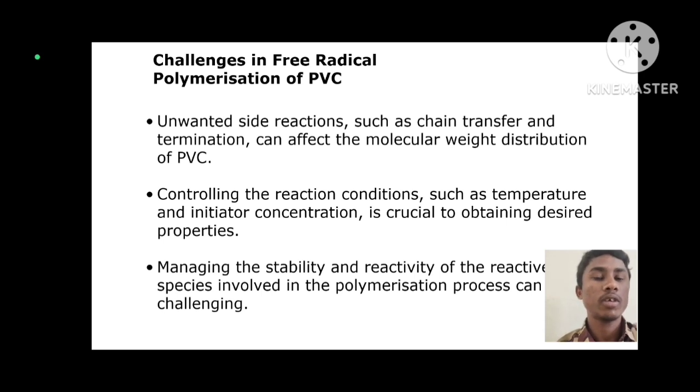Challenges in free radical polymerization of PVC. Unwanted side reactions such as chain transfer and termination can affect the molecular weight distribution of PVC. Controlling the reaction conditions such as temperature and initiator concentration is crucial for obtaining desired properties. Managing the stability and reactivity of the reactive species involved in the polymerization process can be challenging.